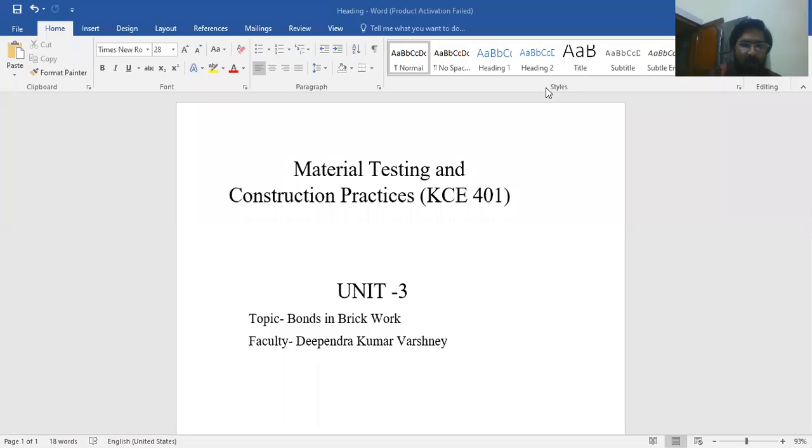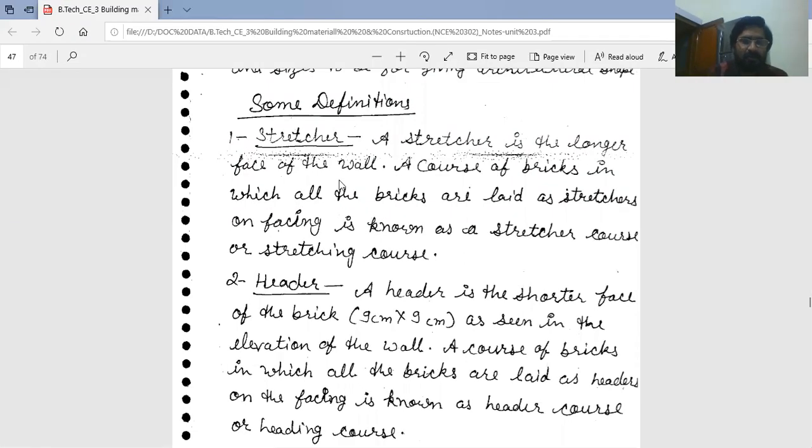Topic is bonds in brickwork or brickwork bonds. Some definitions or terms should be clear before discussing the bonds in brickwork. So some technical terms. First is stretcher.